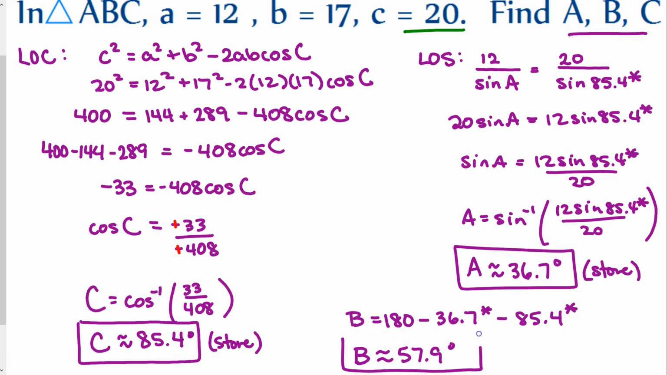Okay. So there's an example of how you use the law of cosines to find an angle, and then once you have that, you can switch to the law of sines to find the next thing.